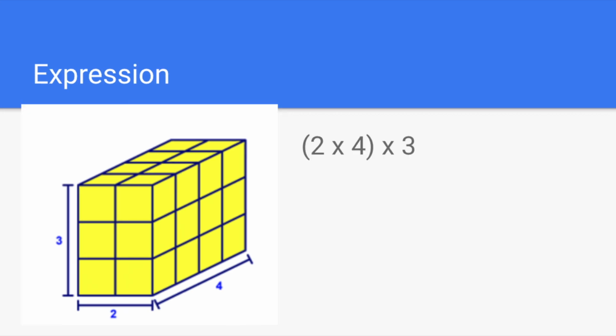So if I multiply 2 times 4, I would get 8, and then if I multiplied that by 3, I would have 24. So again, I would know that I would have 24 total cubes in this rectangular prism.